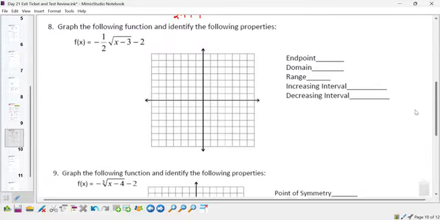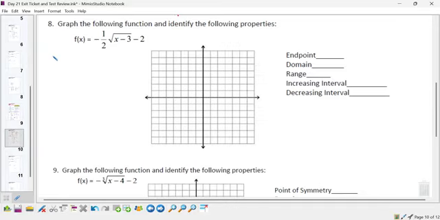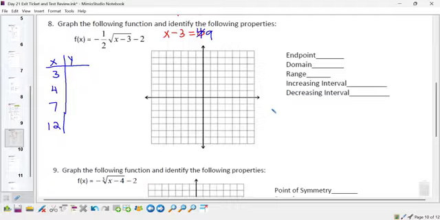Okay, we've got another square root function, and this one's kind of easier. I might just do these in my head because x minus 3 equals 0. I know my first x value is going to be 3. And then if there's a 1 here, that's going to be 4. And then if I make this equal to 4, that's going to be 7. If I make this a 9, because I love my perfect square numbers, it's going to be a 12. Okay, so I'm going to substitute these in. The -1/2 is a little tricky, but, you know, again, we're not going to die.